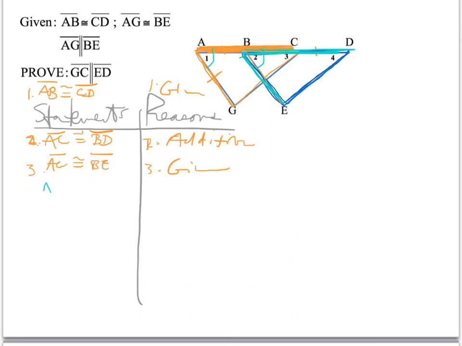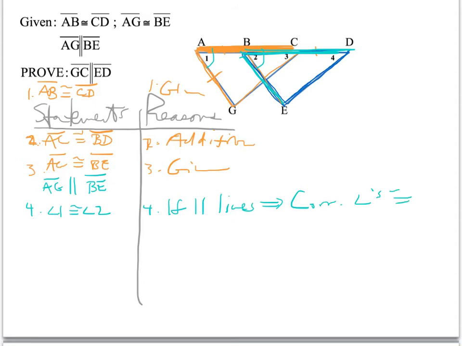Now I can do that using my third piece of information that is given. AG is parallel to BE. I'm just going to add that into step 3, which tells me angle 1 is congruent to angle 2. Why? If parallel lines, then corresponding angles are congruent. Now, as you can clearly see, hopefully in my diagram, triangle ACG is congruent to triangle BDE. Side angle side.